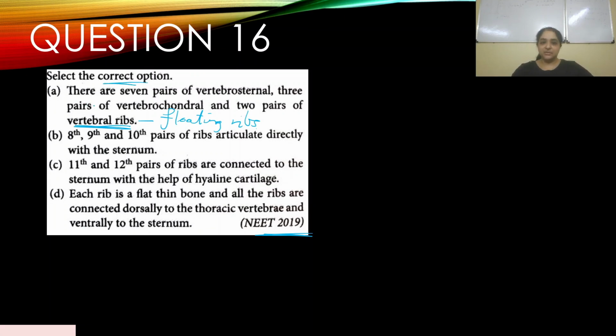Clearly A seems to be the appropriate option. There are 7 pairs of vertebrosternal ribs, yes. 3 pairs of vertebrochondral ribs, yes. 2 pairs of vertebral or floating ribs, yes. 8th, 9th and 10th pairs of ribs do not articulate directly with the sternum. 11th and 12th pairs of ribs are connected to the sternum with hyaline cartilage, no, that's also incorrect. And each rib is a flat thin bone and all the ribs are connected dorsally to the thoracic vertebrae and ventrally to the sternum, no, clearly no. So answer is A over here. B, C and D, all 3 are incorrect.